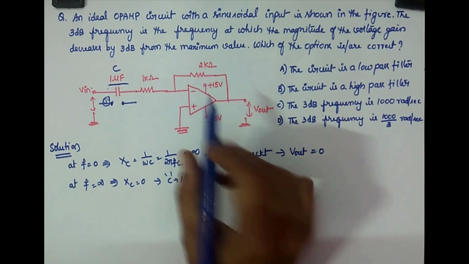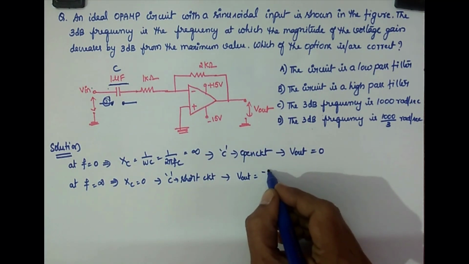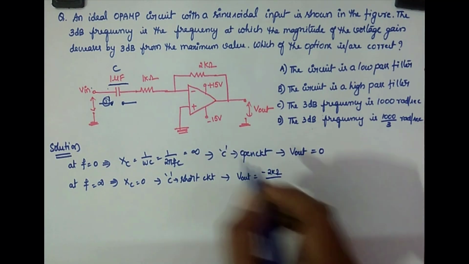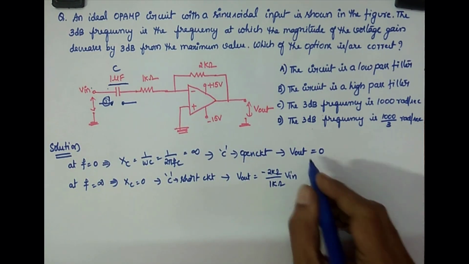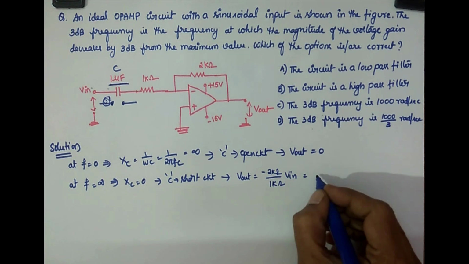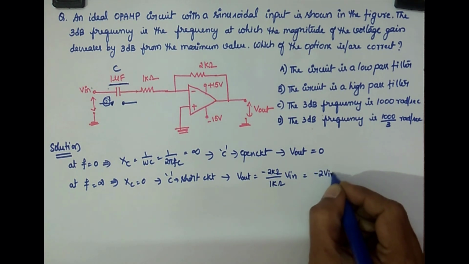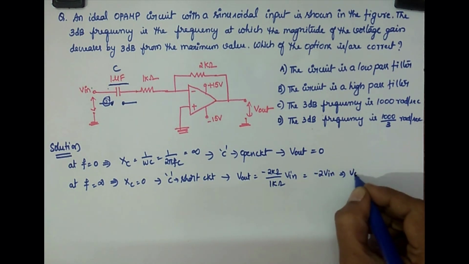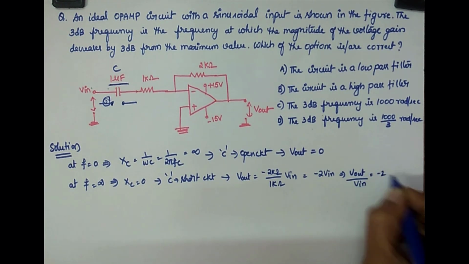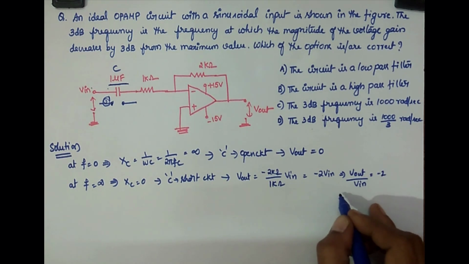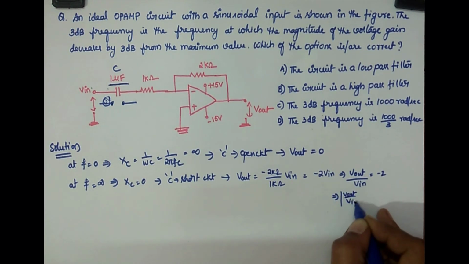Okay, what is the RF here? It is 2 kilo ohms, so it is minus 2 kilo ohms by R1, which is 1 kilo ohm, into Vin. Okay, so what is this? This is nothing but minus 2 Vin, which implies V out by Vin is minus 2. Or mod V out by Vin is equal to 2.